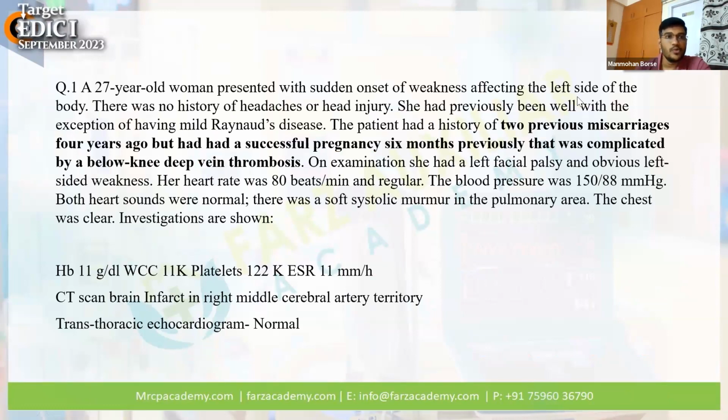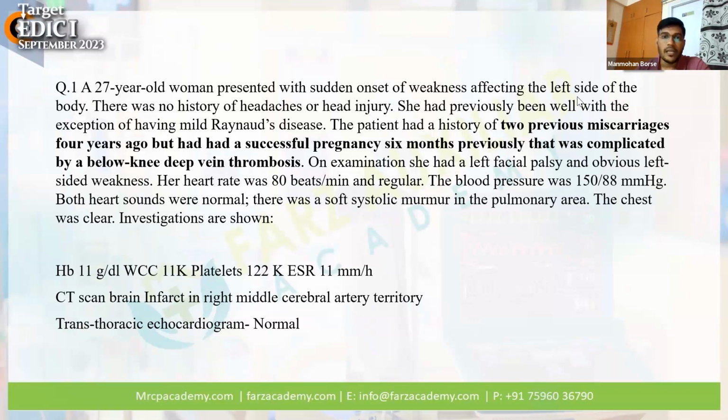A 27-year-old lady presented with a sudden onset of weakness affecting her left side. There was no history of headache or head injury. She had previously been well, with the exception that she had mild Raynaud disease. She had 2 previous miscarriages 4 years ago. This is very important, that's why I highlighted it. I could not do it yesterday, but now for the difficult questions and important points I have highlighted them, but in the exam it won't be there like that. She had 2 previous miscarriages, but she had a successful pregnancy 6 months back, which was complicated by DVT.